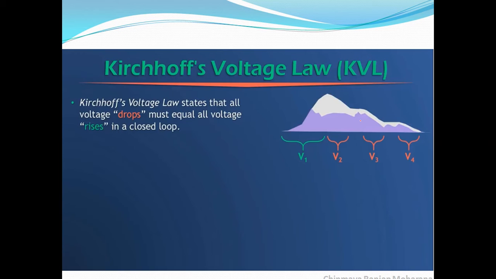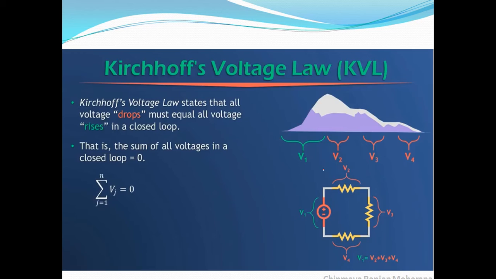Then what is the voltage law? Consider you are climbing a mountain, having a certain potential. And when we go downward, your potential gradually decreases, gradually decreases. If we add the decrease values, this potential and this potential, and summate all these potentials, the final potential is the same.